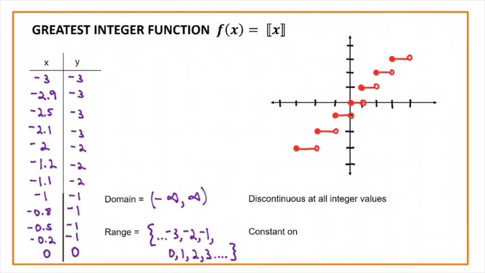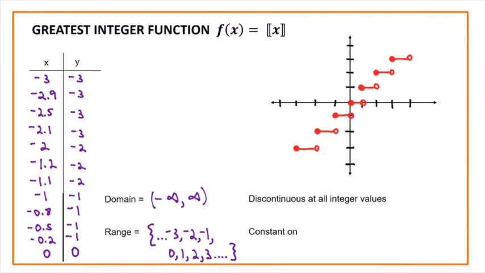Now we need to determine where this function is constant. Notice that we're not even talking about where the function is increasing. And that's because everywhere this graph is continuous, the y values are all the same. So we wouldn't say that this function is increasing, but we can say that it's constant on the interval from -3 to -2. It's constant on the interval from -2 to -1, and so on.